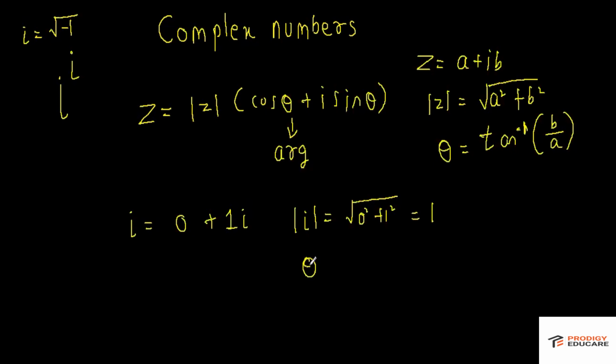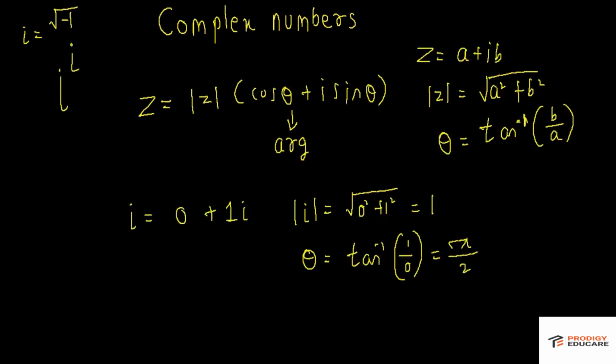Then I have its argument theta as tan inverse of b by a. So with 1 at the denominator we are getting 0. So this cannot be evaluated, but we know that this tends to infinity. Therefore, this angle will be equal to pi by 2, as we know that tan of pi by 2, which is tan of 90 degree, is infinity.